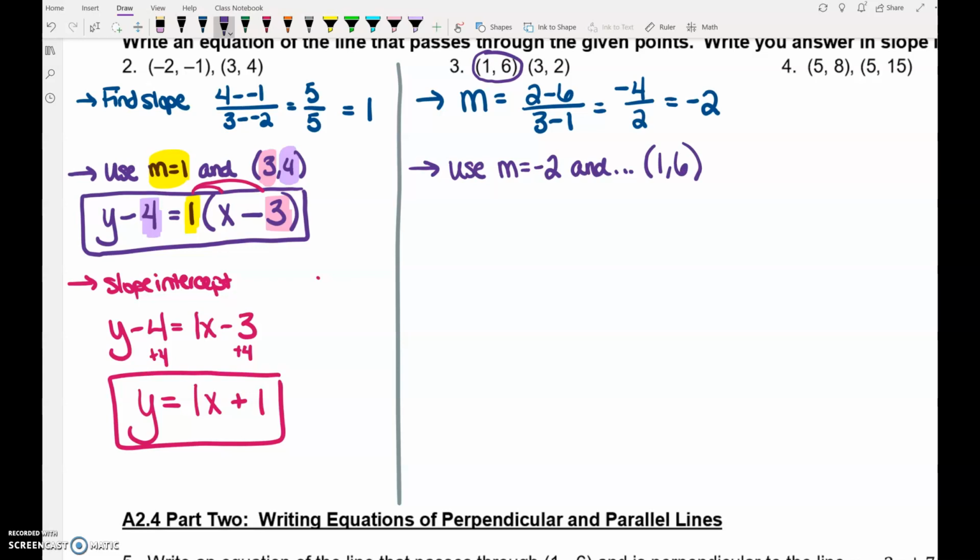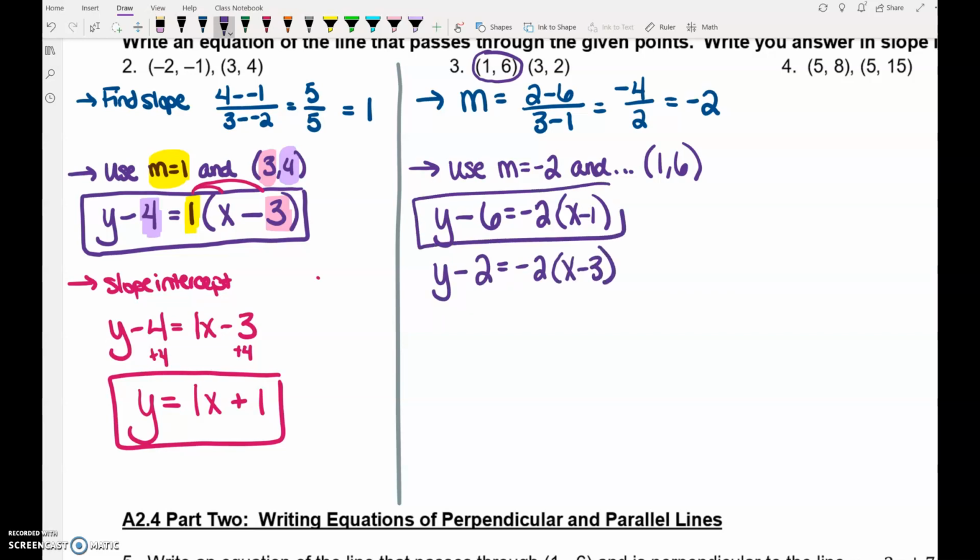If you use 3,2, you should still end up with the same answer. Your point slope form will look different, but your slope-intercept form will look the same. So mine is going to be y minus 6 equals -2 times x minus 1. If you use the other point, it would be y minus 2 equals -2 times x minus 3. Either of these are correct for point slope. You don't need both of them, you just need one of them.